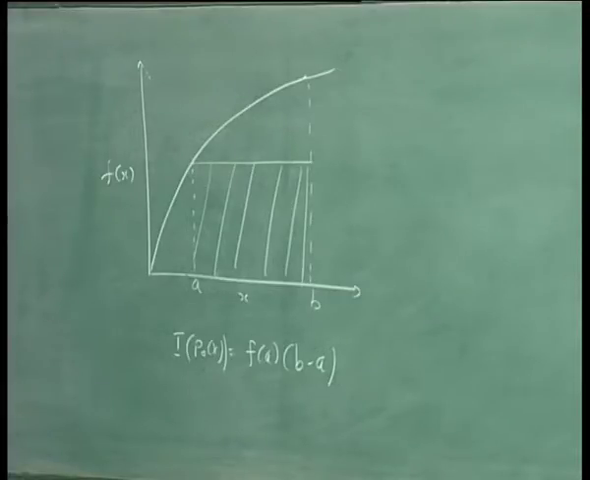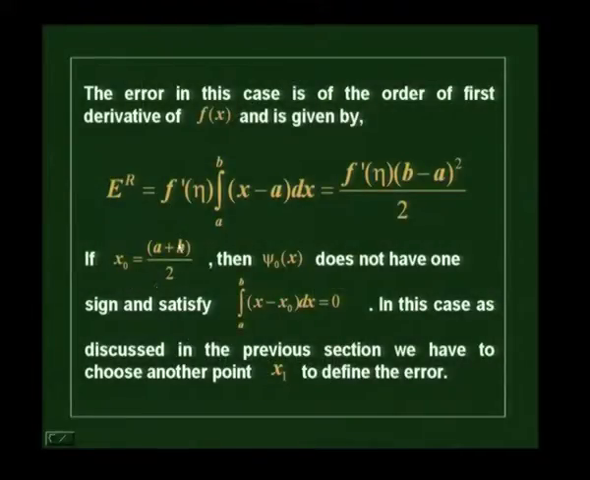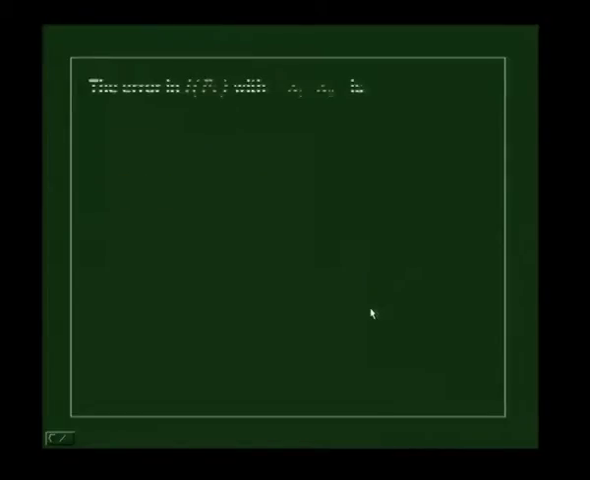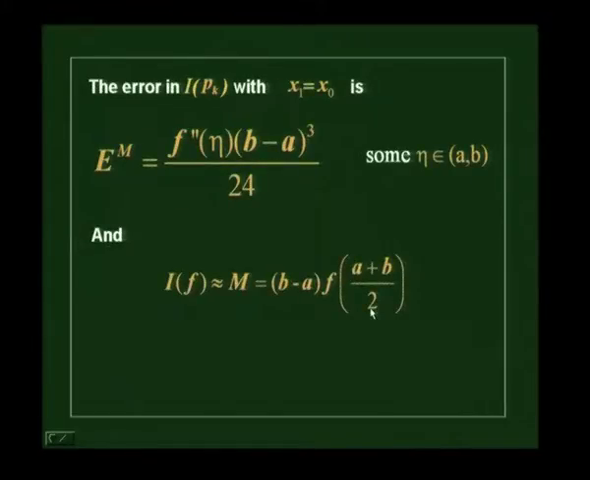Okay. And the second case we looked at is to say that we can tabulate the function at the midpoint of the interval a to b. In that case, we have a case where the integral of psi 0 of x, that is x minus x0 dx, is 0 instead of being 1 sign. In the earlier case, it was 1 sign, that is when we tabulated the function at the beginning of the interval, but now we tabulate the function at the midpoint of the interval, and then the integral of psi 0 of x from a to b dx is 0. In that particular case, we can write the integral as b minus a into f of a plus b by 2.